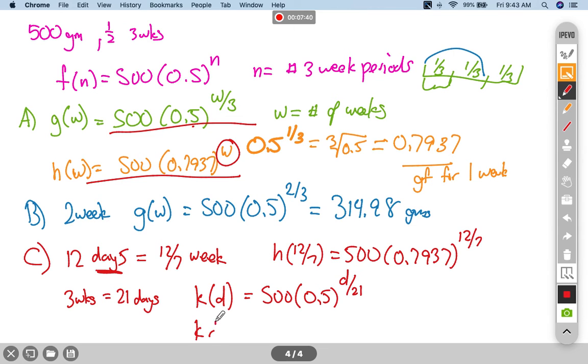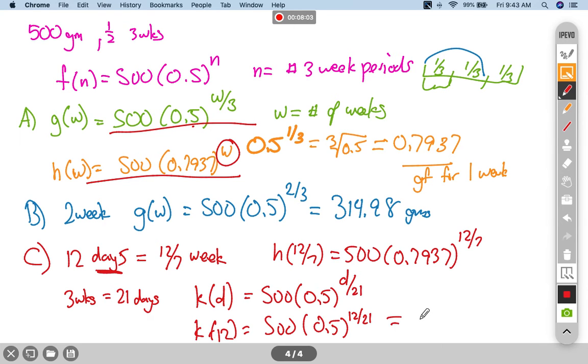Pen, there we go, of 21 would be 500 times 0.5. I don't want 21. Yeah, I still mess up now and then. I want 12 days, so we'll go to 12. To the 12 out of 21.